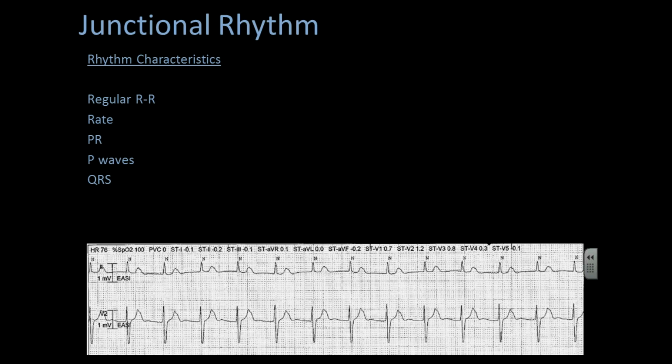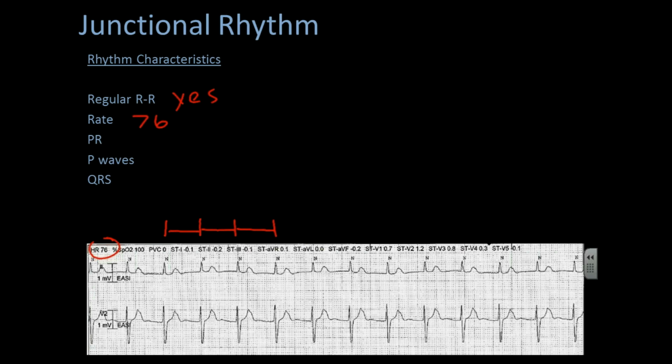Now, looking at this strip, let's evaluate it based on what we've learned. The R to R intervals look pretty regular, so regular, yes, I'm going to say that it's regular. What is the rate? Well, the computer will tell you. That's kind of handy. You don't need to do any math. Heart rate is 76 beats per minute.